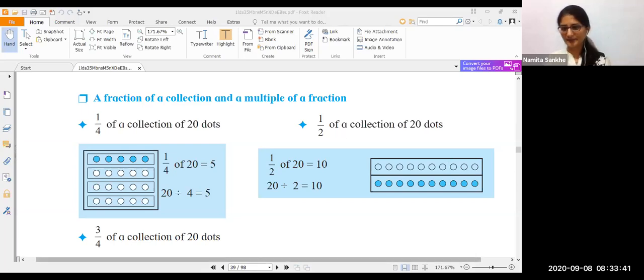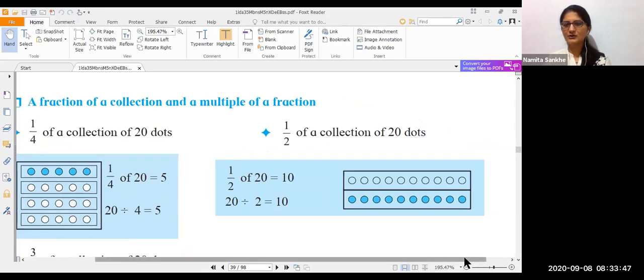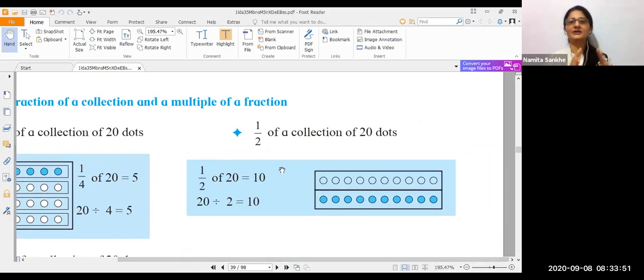Now, if you see this example, see here. Yeah, it is also very easy. 1/2 or half of a collection. When we say half, when there are 2 parts and we want only 1 part, at that time we say it's a half of the part, right? So 1/2 of a collection of 20 dots. See here, total 20 dots are given. A diagrammatic representation is given to make it easy. So these are shaded parts and these are unshaded parts. It means half of the part is shaded and half of the part is not shaded. So 1/2 of 20, half of 20, how much is half of 20? 10. It is given here.